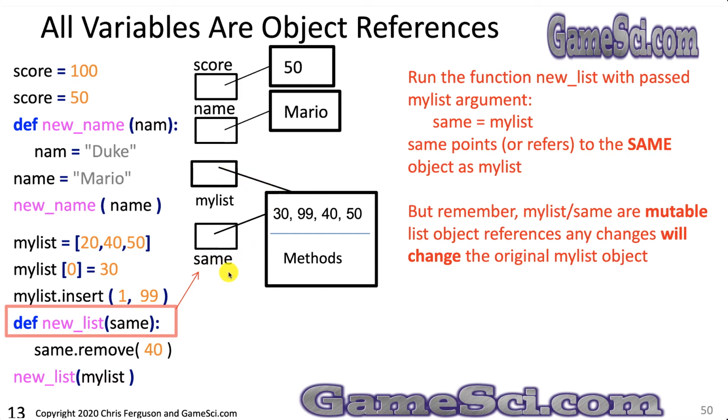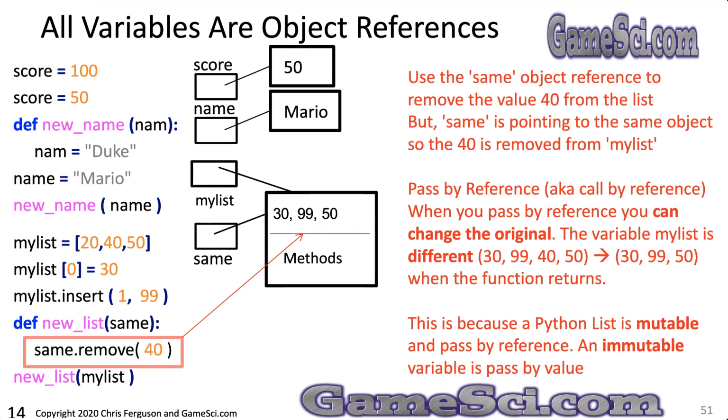I know this is a silly name, same, but it's there for a reason. It is the same object that mylist is. And remember, mylist and same are mutable list object references. Any change will affect the original mylist object. Same and mylist are pointing to the same list object, so any change made to same will be a change that occurs to mylist. I execute same.remove 40, and the 40 disappears out of the object that same is pointing to. But guess what? Mylist is also pointing to that object, so mylist also lost the 40.